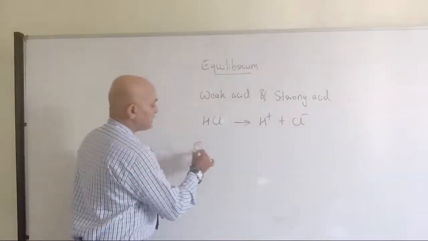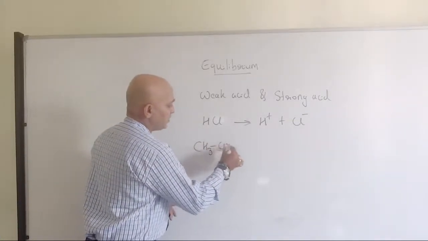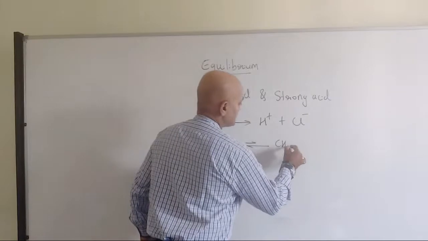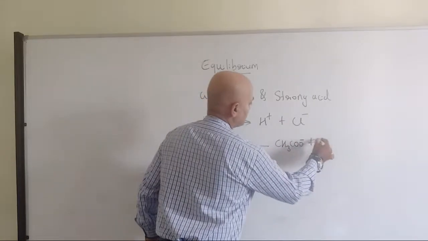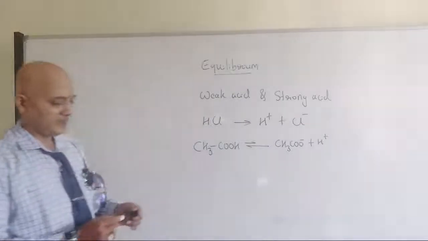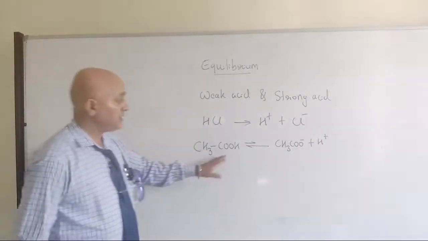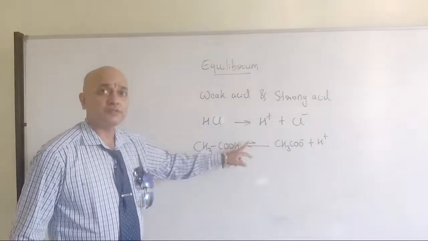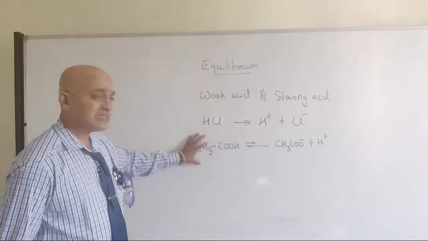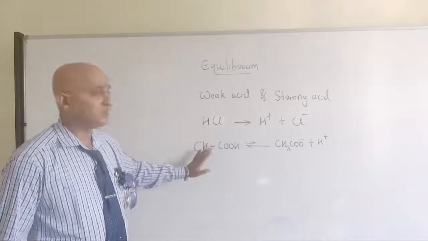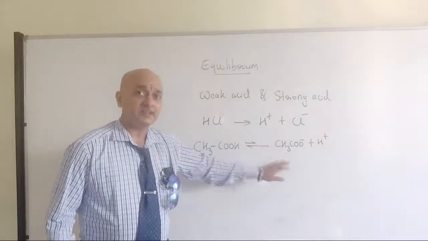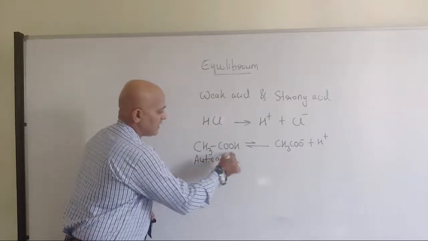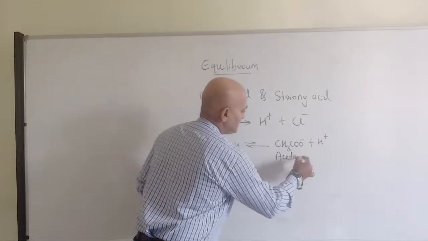But I have acetic acid, CH3COOH. In case of acetic acid, it will be CH3COO minus plus H plus. So what is happening here? If you observe the arrow, backward is longer and forward is smaller. That shows that much of the acetic acid will remain as acetic acid only. They will not get converted into acetate. Whatever is on the left hand side is acetic acid, and whatever is on the right hand side is acetate.